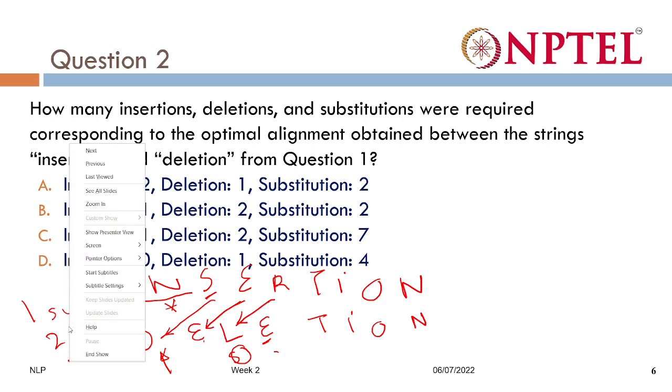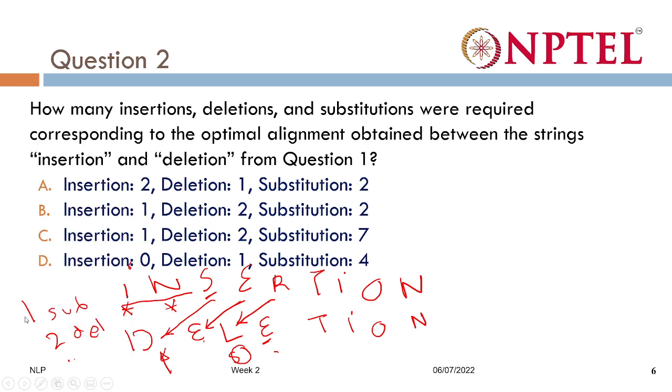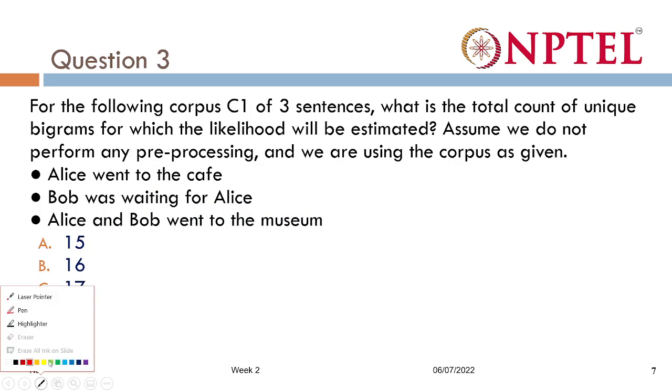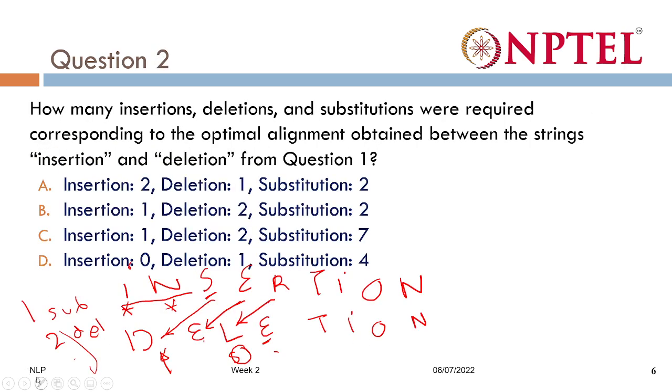R you can substitute with L, so now it becomes your two substitution. And for this E, because you still have to insert this E, you can perform one insertion operation, right? And this TION can be kept as is. So here the correct answer is option B: one insertion, two deletion, and two substitution.